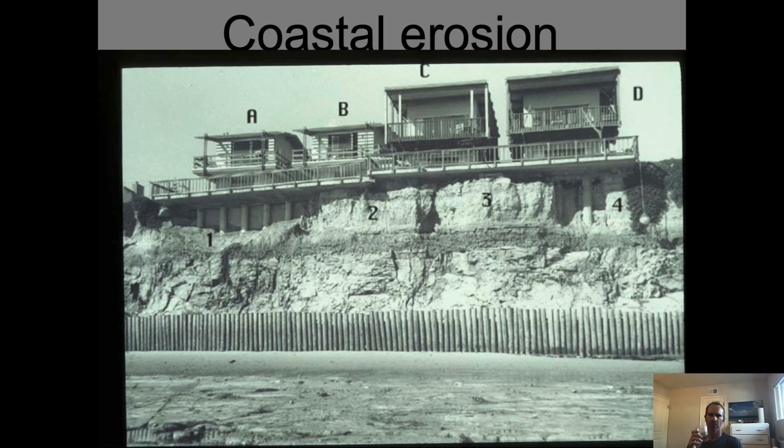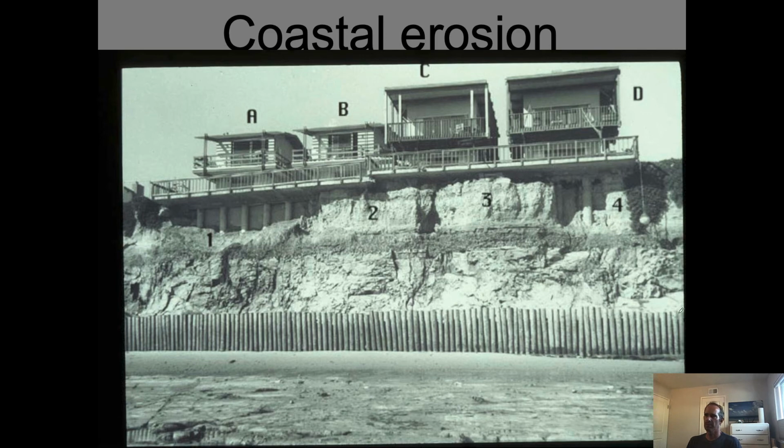So coastal erosion, we're not going to talk a whole lot about it. I just want to mention a couple things. A couple different ways it can happen. One, you can just have direct contact of the waves hitting the base of the cliff. And we saw evidence of that on the very first day of class. That kind of maintains the steep cliff.